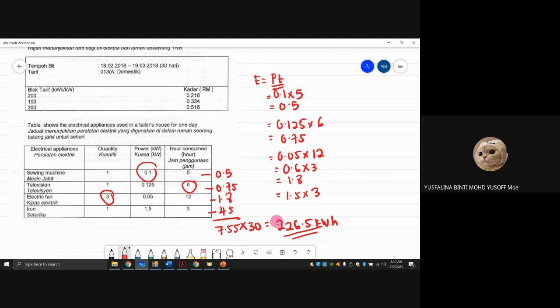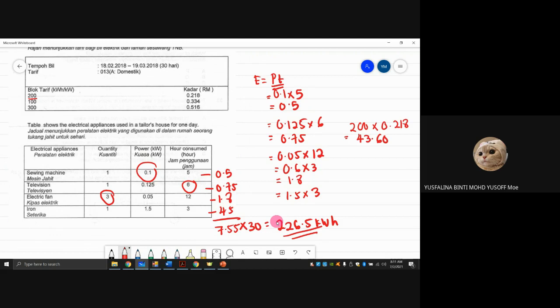But the question wants you to find how much the electricity bill is for that month. You can see here 226.5. The first 200 we calculate at 0.218 per kilowatt hour, because this one is already more than 200, right? So 200 times 0.218 is 43 ringgit 60 cent.